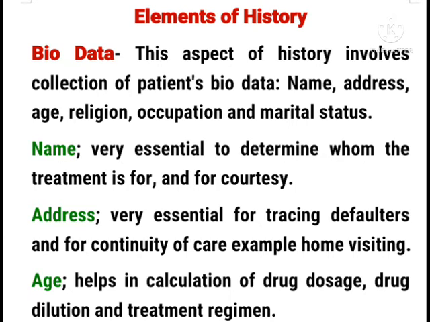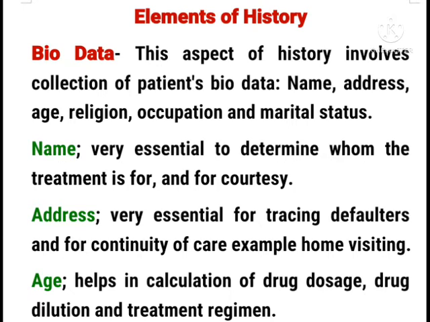biodata, or the patient's profile. Under here we have the age, the name, sex, occupation, religion, ethnicity, marital status, and address. So this is what you find out under biodata. The name is very essential in this clinical or history taking. It's very essential for you to determine the name of the patient, because most times you will have to address the patient by their names.